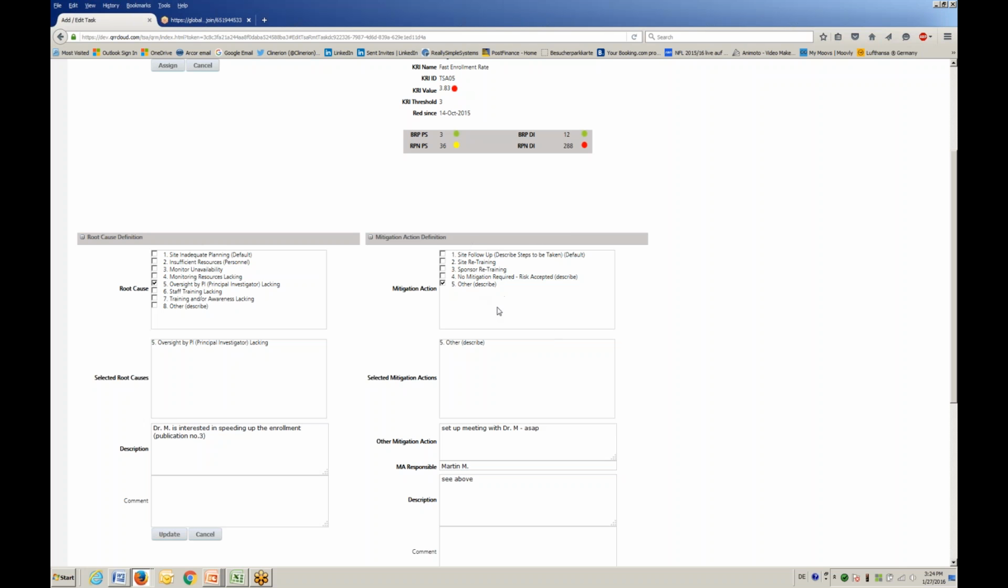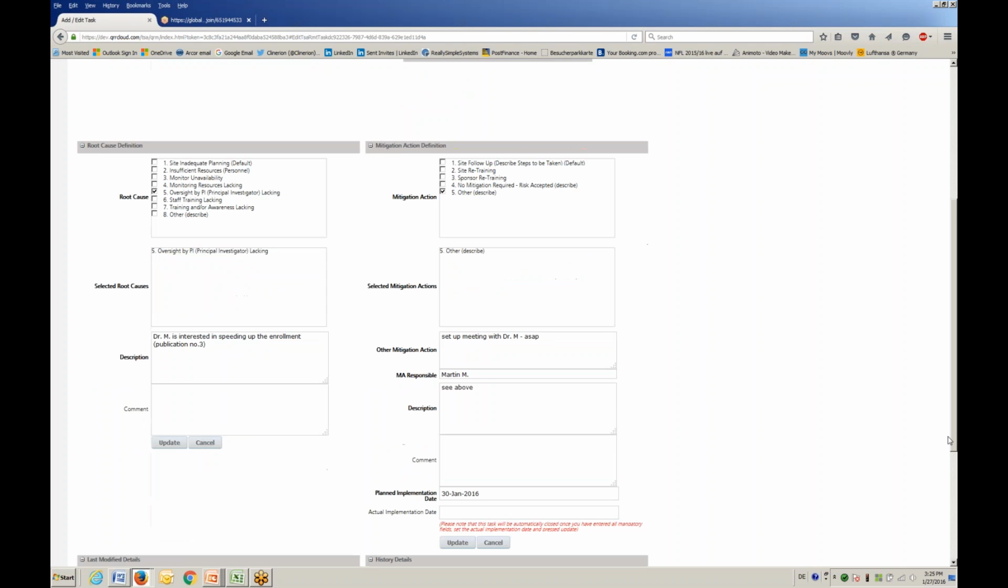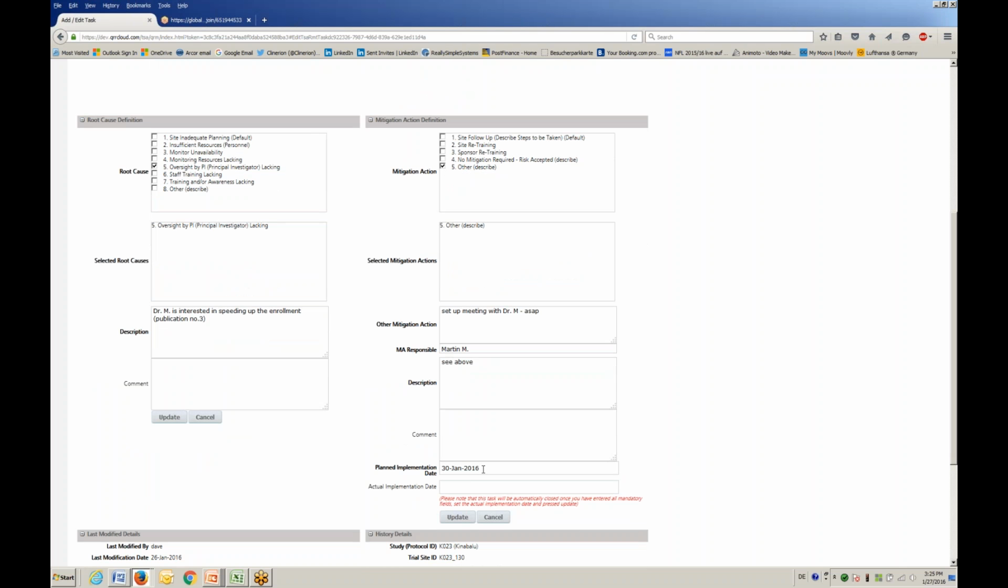Basically, in this case, here's an example where their follow-up was scheduled with the PI, and Martin is responsible for that. And then, of course, you can essentially decide when you're going to plan this to be implemented by. And then subsequently, you have the basis for your mitigation plans, as well as monitoring activities for the future.